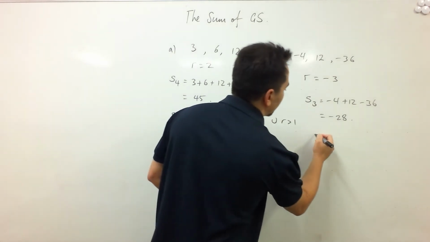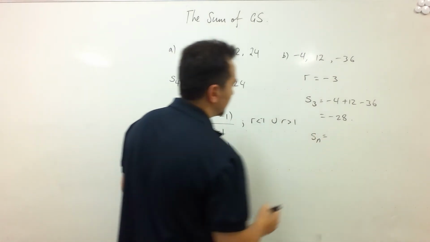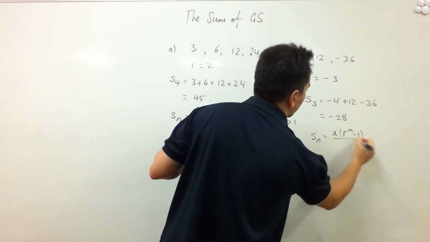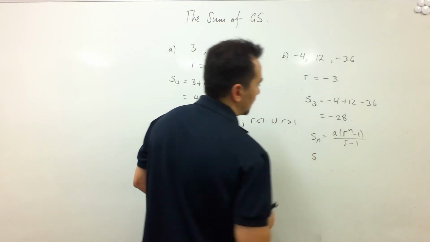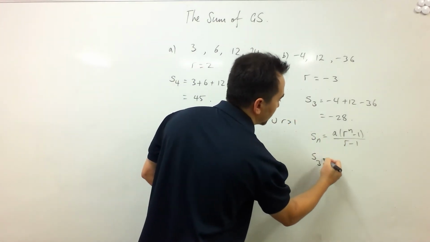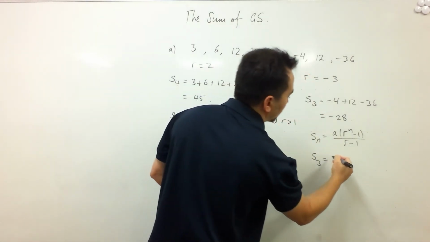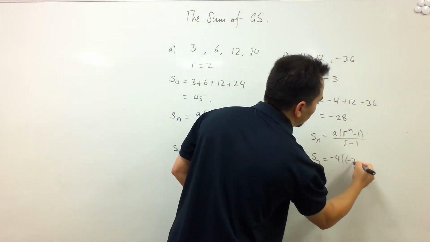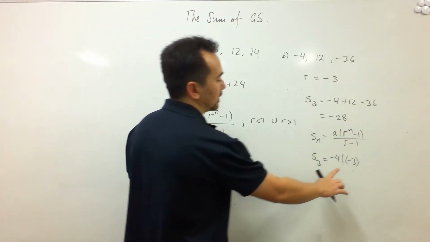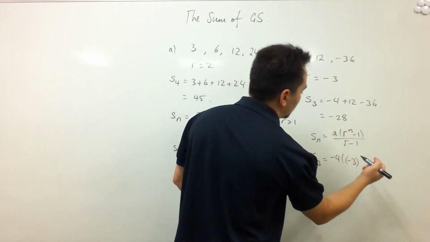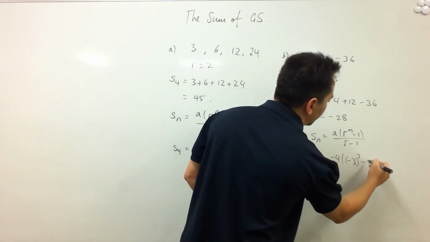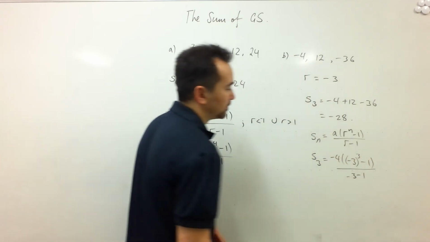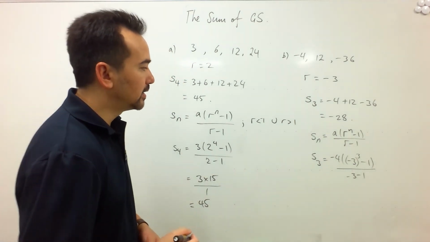Okay, so using the formula, Sn is equal to A times R to the power n take 1, all divided by R take 1. The sum of 3 terms is A, which is -4, times by R, which is -3, and make sure you use brackets whenever you have a negative R value, to the power n, which is 3, subtract 1, all divided by R take 1, which is -3 take 1. Okay, so nearly there now.